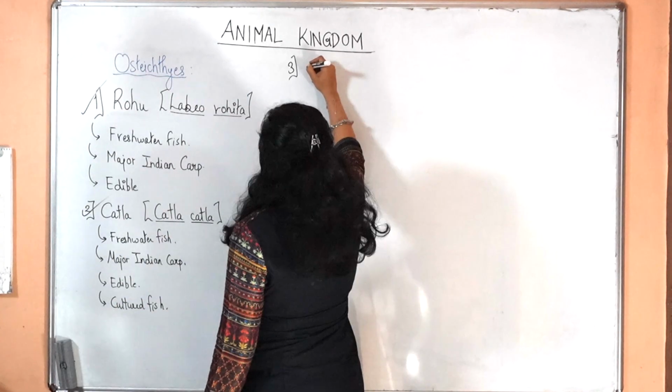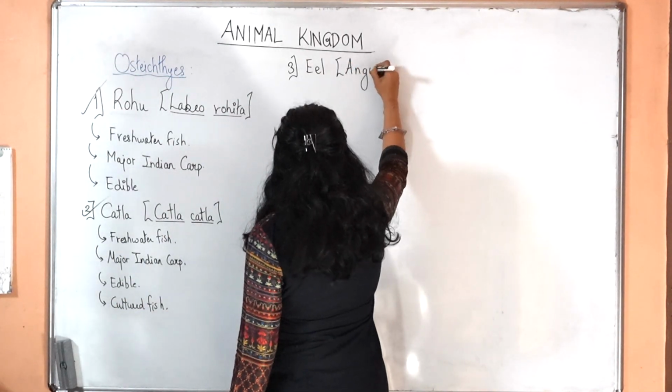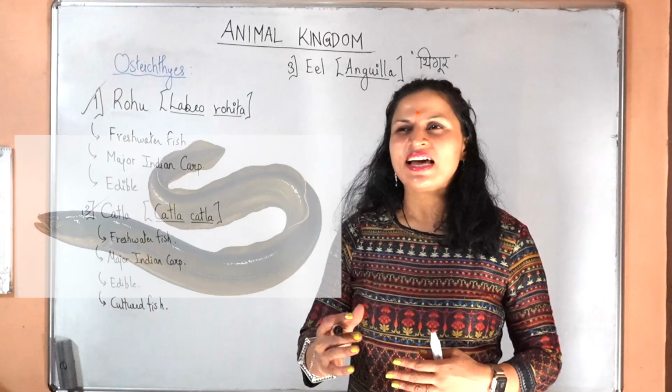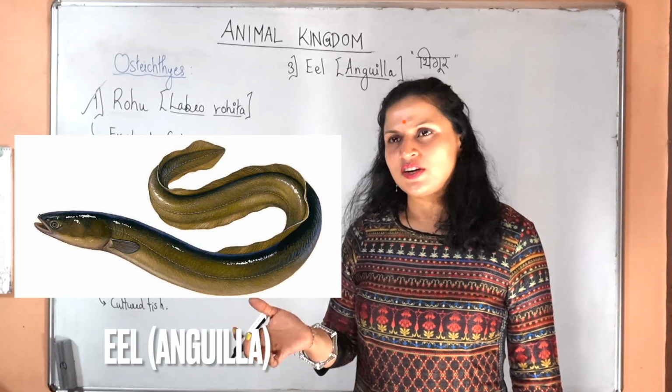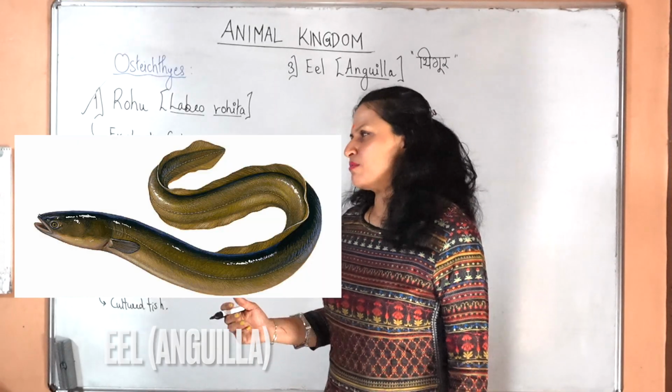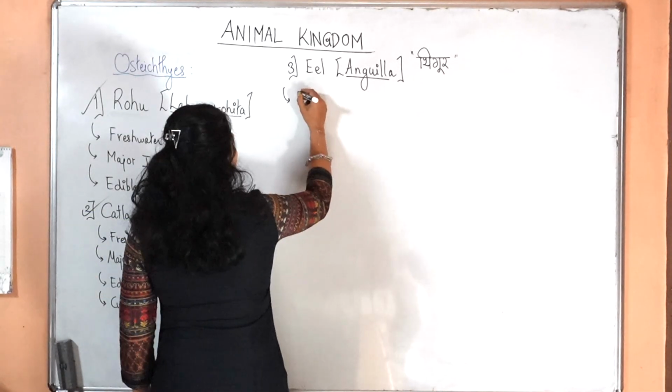Third example, eel. Scientific name is Anguilla. It's called as thigur in Marathi. Slimy, elongated, snake-like bodies they have. They are also eaten. They are freshwater fishes. I don't eat them. Some people do. So let's try. These are freshwater fishes.